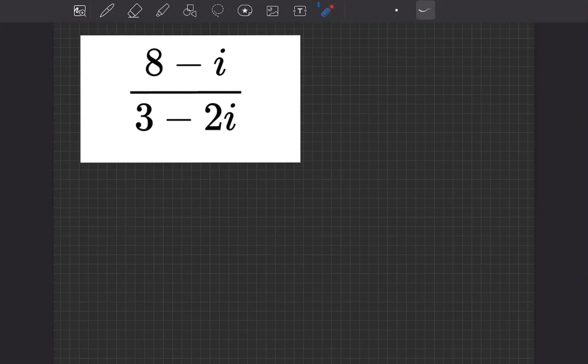We want to rewrite this complex fraction, 8 minus i over 3 minus 2i, in the form a plus ib, where i squared is equal to minus 1. So i is the imaginary unit. How are we going to do this?